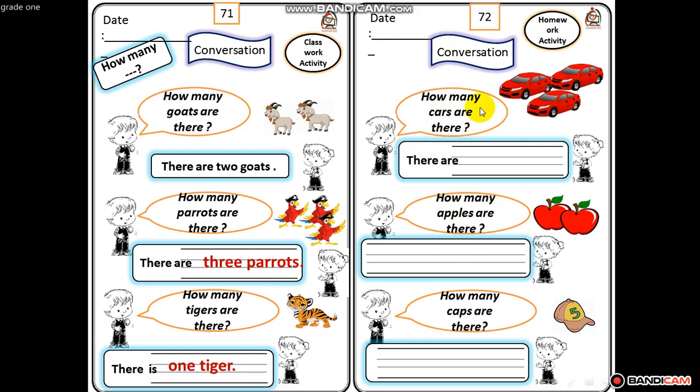So let's answer the first question. How many cars are there? There are 1, 2, 3. So there are 3 cars. Let's count how many apples. 1, 2, 3. So there are 2 apples.